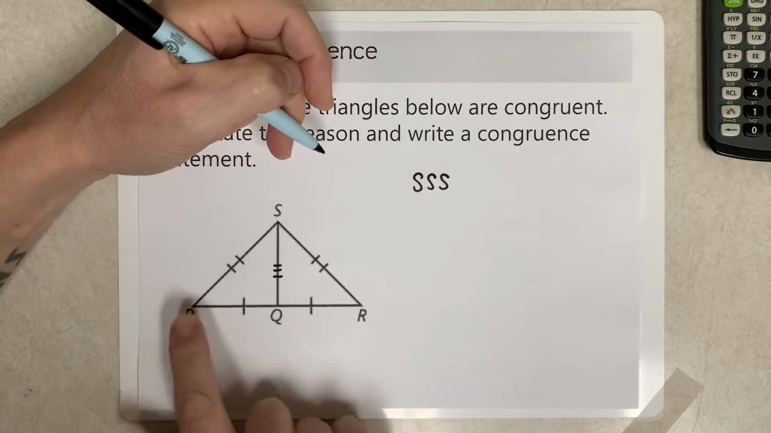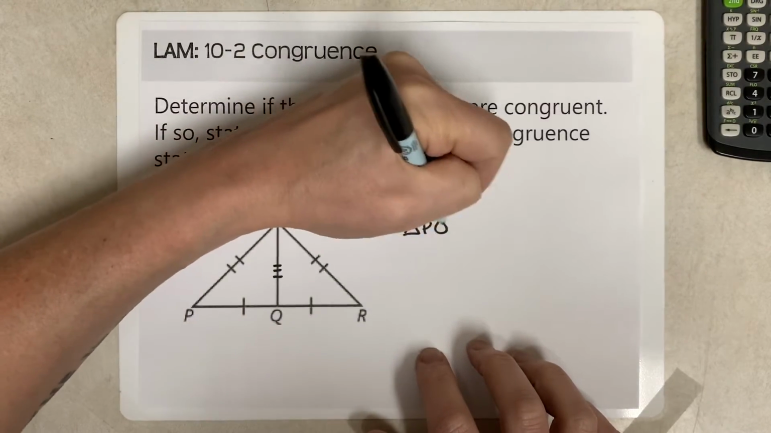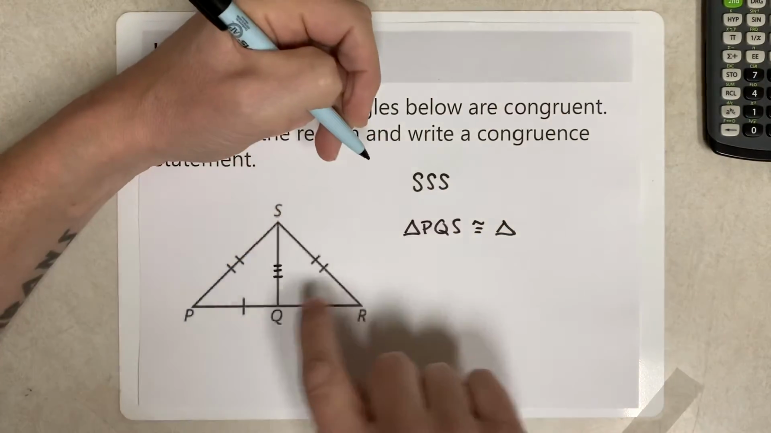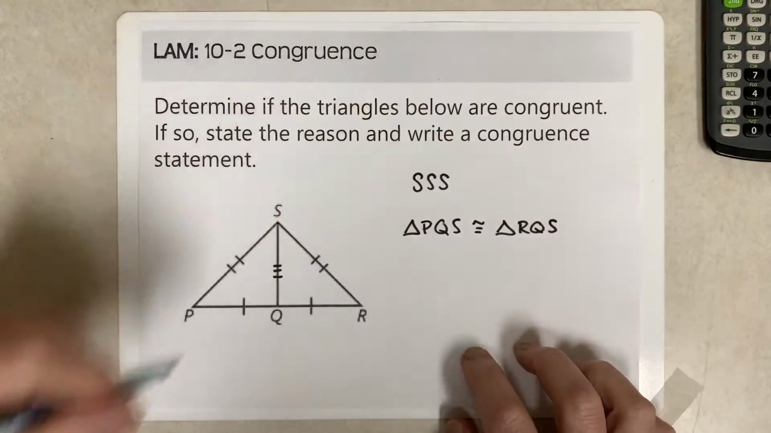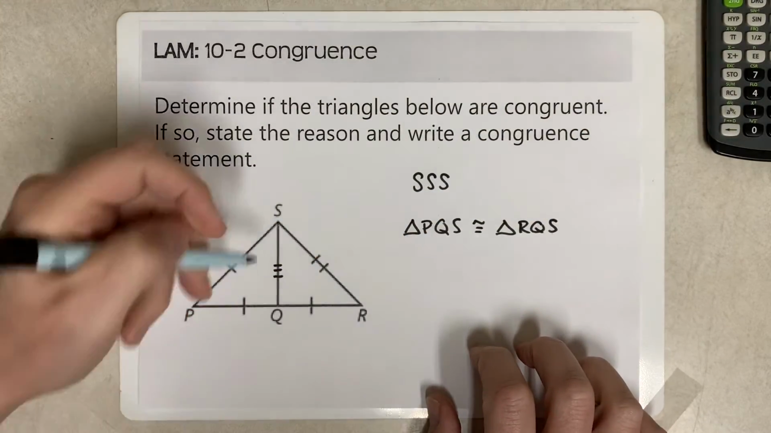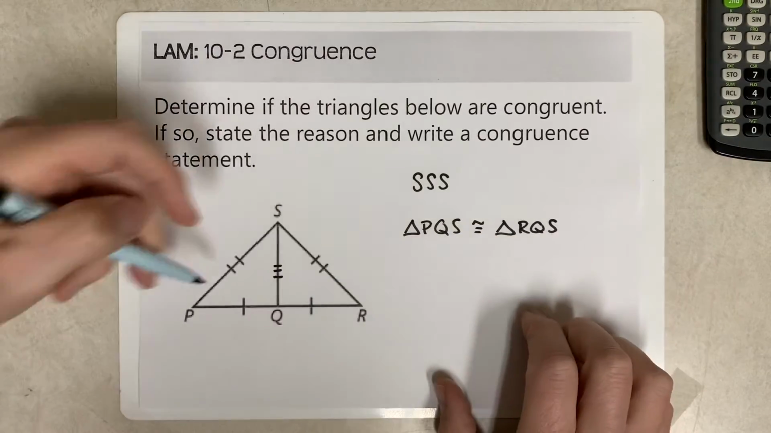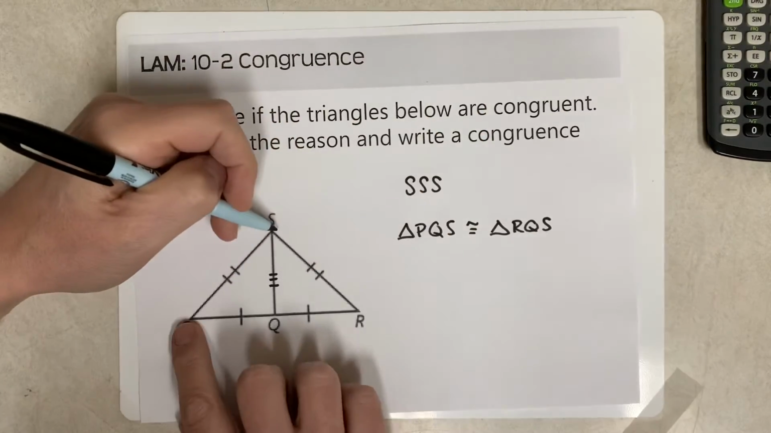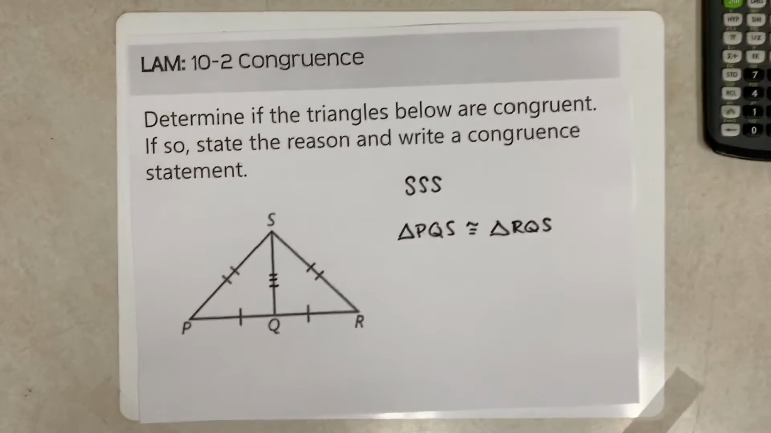Okay, and I'm going to write PQS, triangle PQS, congruent to triangle RQS. So I'm going to assume that that's correct. Well, let me check. Does SQ match up to itself? SQ, SQ, yes. Does PQ match up with RQ? PQ, RQ, SP, SR. Looks good. Everything checks out.